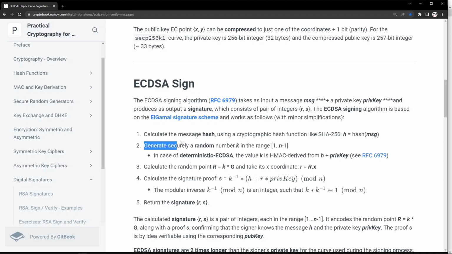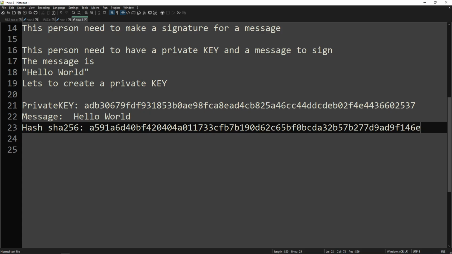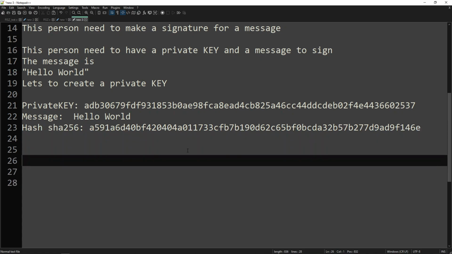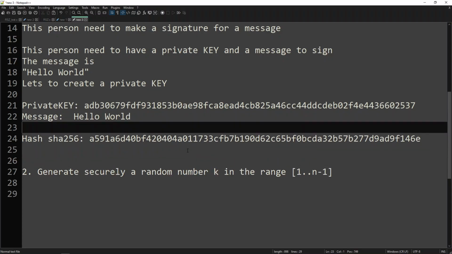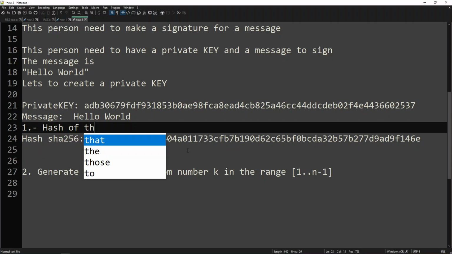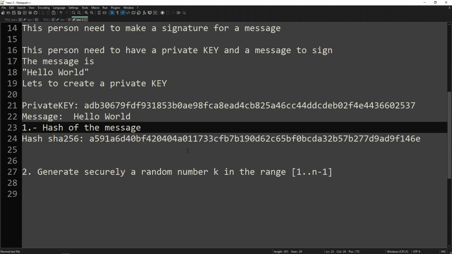We also need to generate a random key number. This is not our private key. Let's copy this here. This is point 2. Point 1 is the hash. Point 1 is the hash of the message, right?